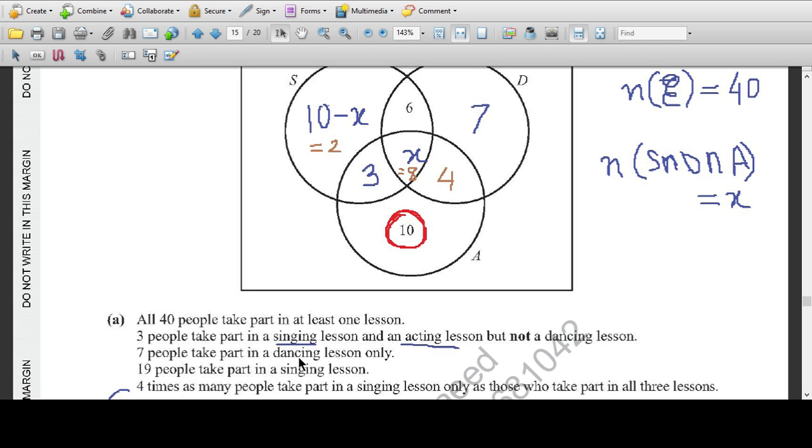7 people take part in the dancing lesson only. These 7 people take part in only the dancing lesson. So this part is 7.